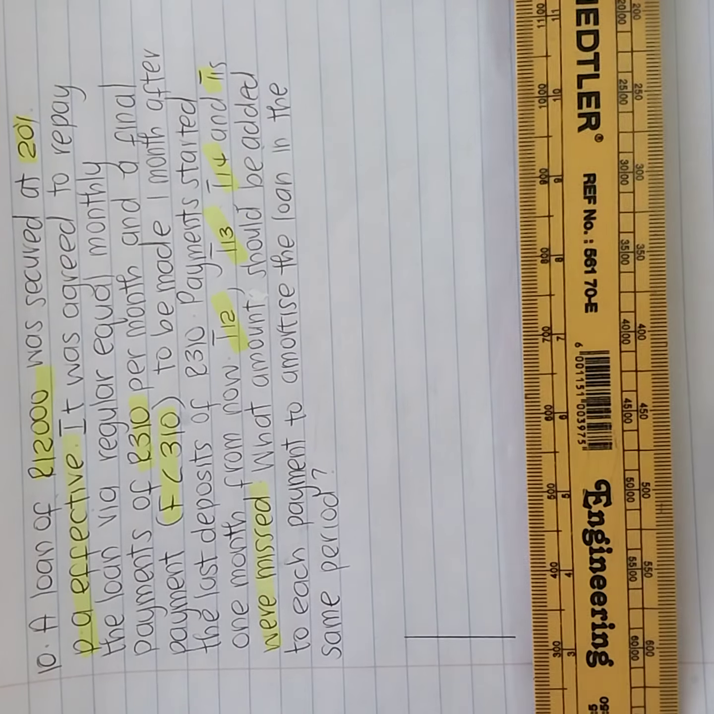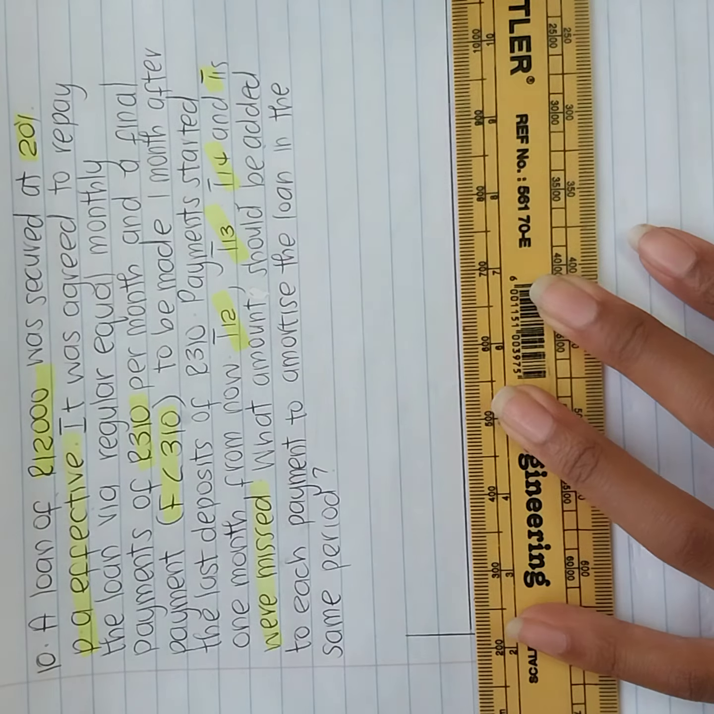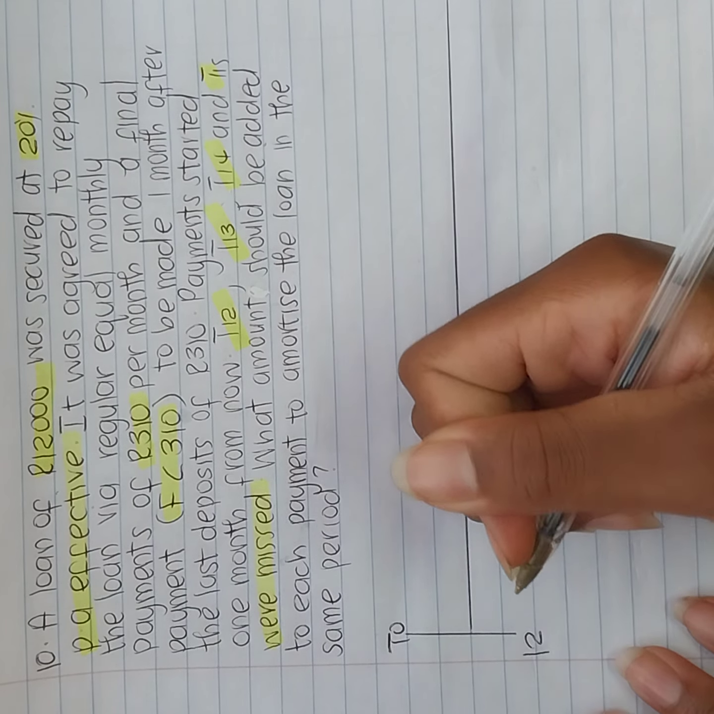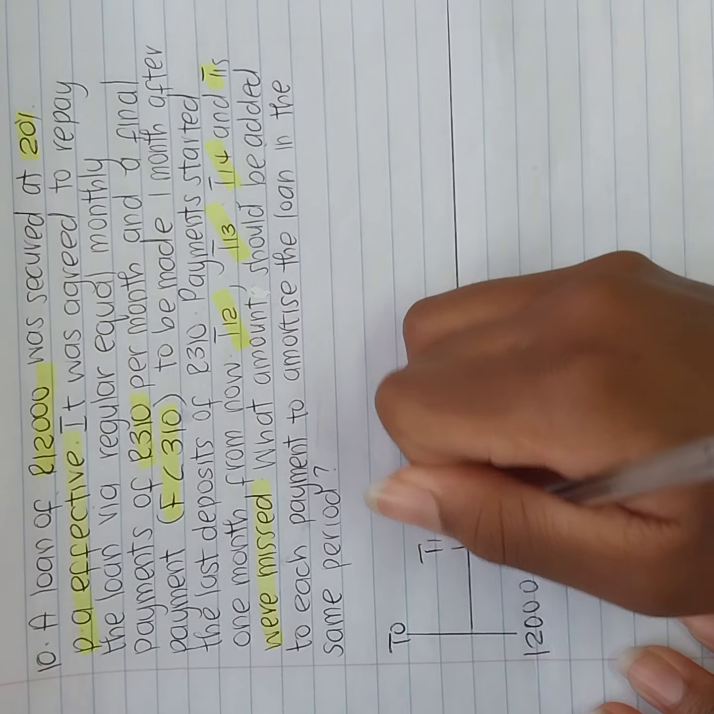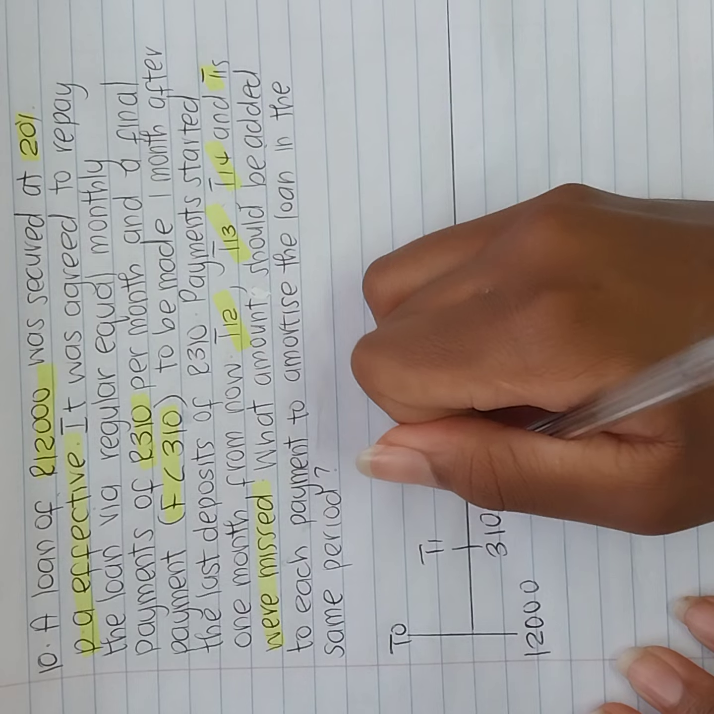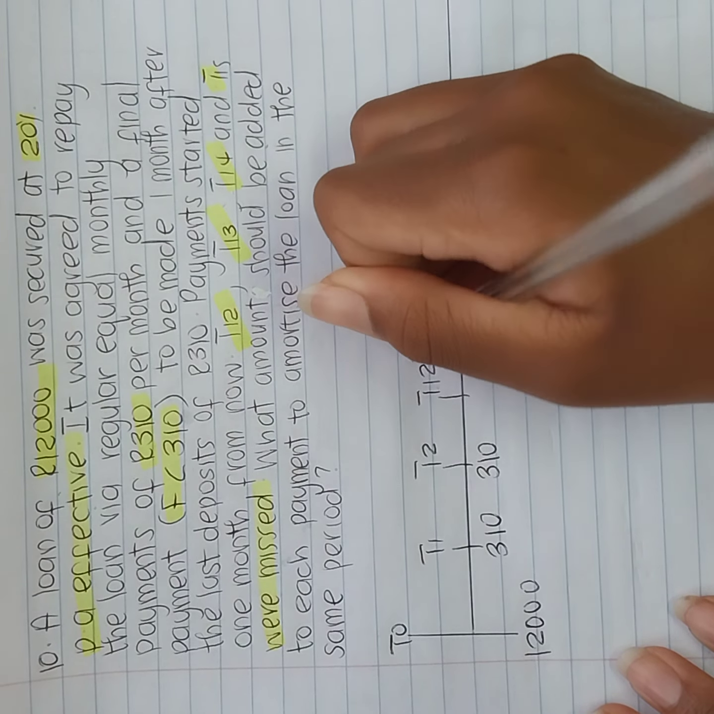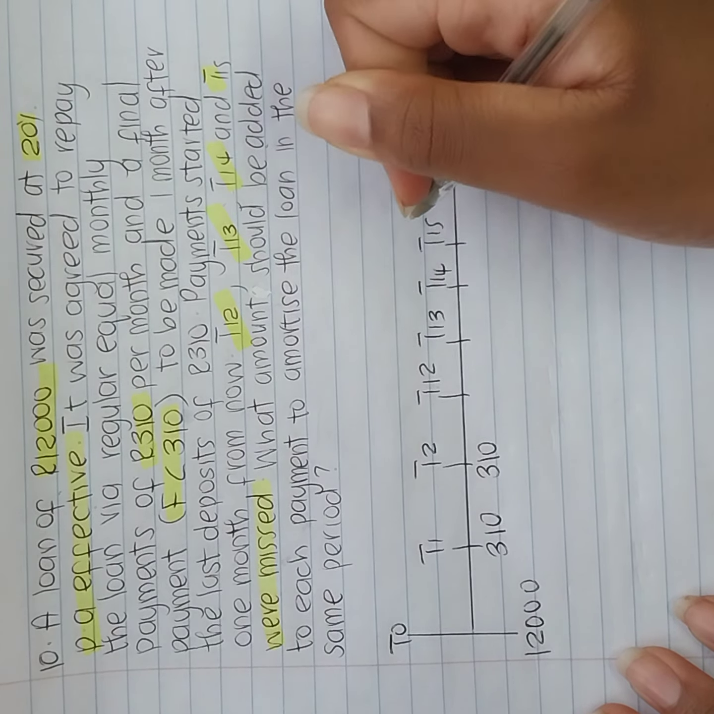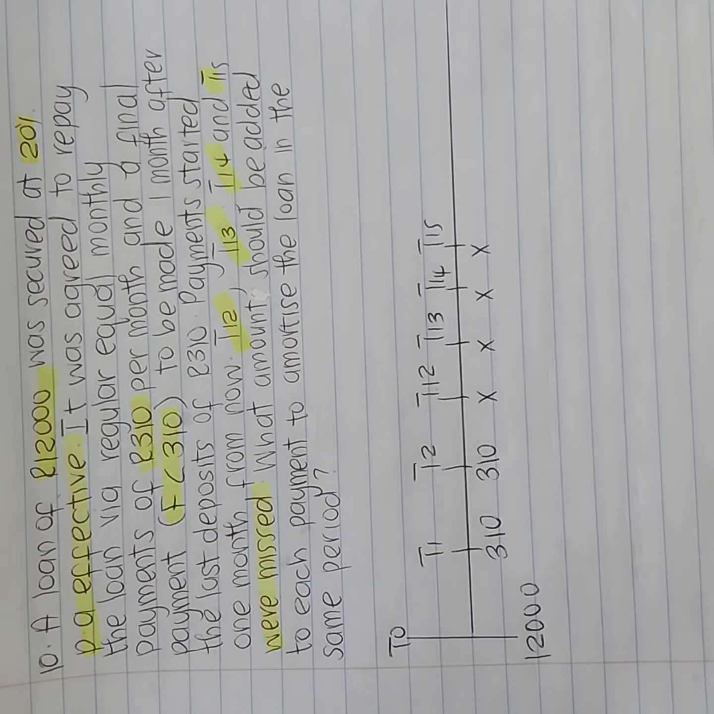But the loan is always offered at T0. So then at T0, we have a loan of 12,000, T1, 310, T2, 310, all the way to the 12th payment, T12, T13, T14, and T15, and they are all missed. So I will put stars where they are missed.